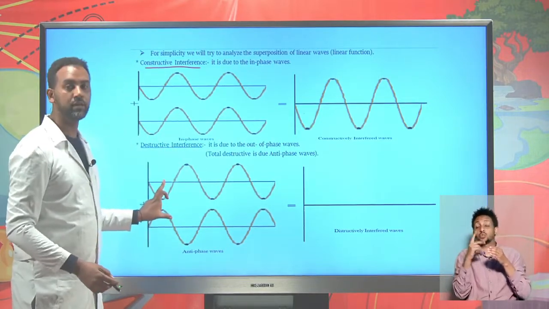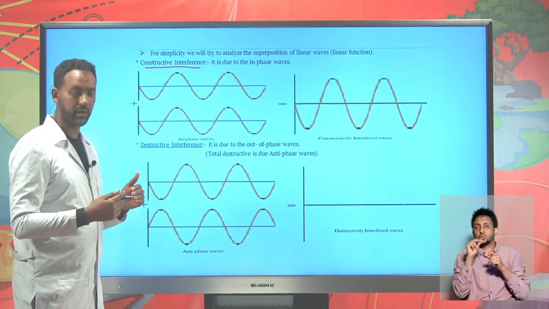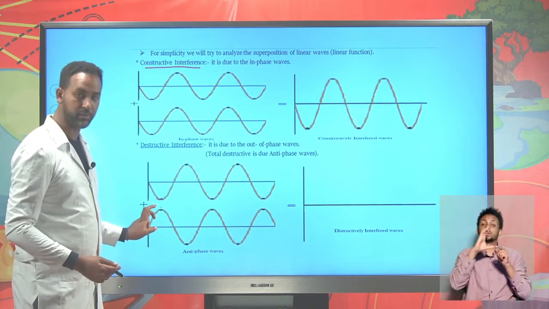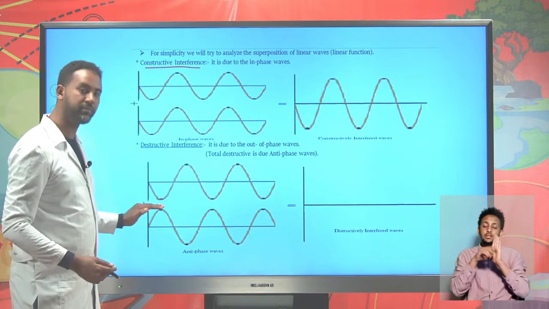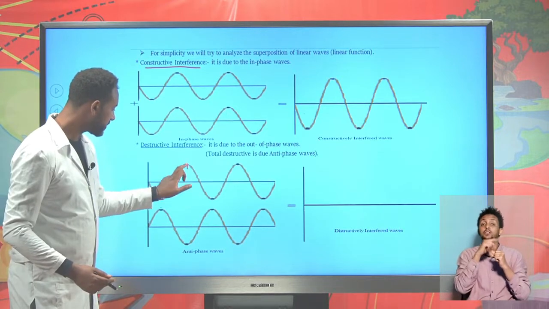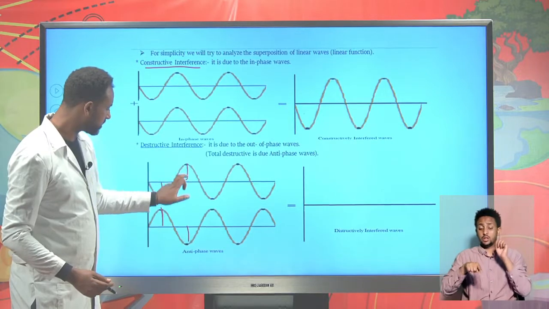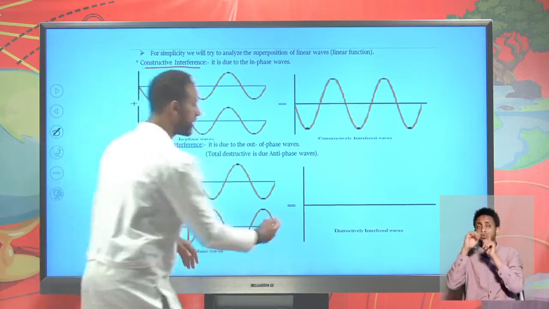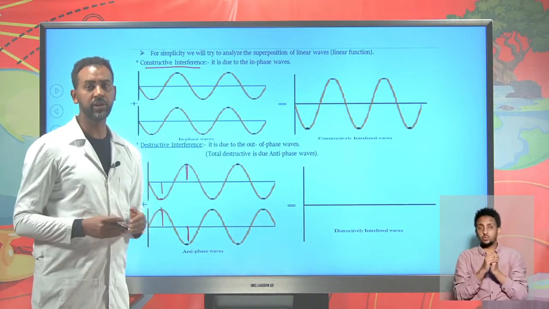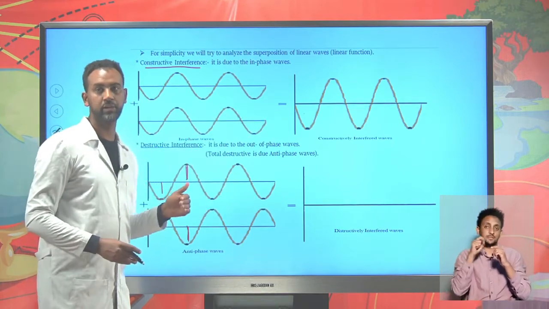But here the two waves are antiphase, meaning their corresponding points are not located at the same time. Here the trough is found at this point, whereas for this wave a crest is found, meaning the negative value and the positive value cancel each other out when they are together. So all are going to be cancelled out. Such interference of waves is known as destructive interference. Here they interfere constructively, but here they interfere destructively.